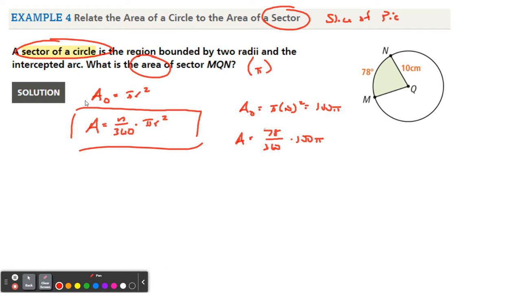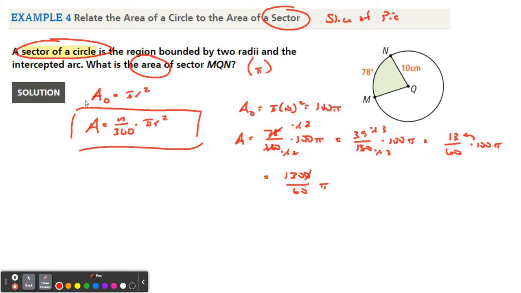So I'm going to simplify this. So 78 and 360, I can divide them by 2. So that's going to be 39 over 180 times 100 pi. I think you can simplify 39 and 180 more, divide them by 3. So now we get 13 over 60 times 100 pi. 13 is prime. It does not go into 60. So now we're going to multiply the 13 times 100. So now I have 1300 over 60 pi.